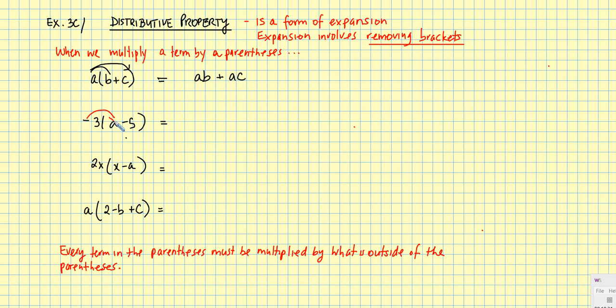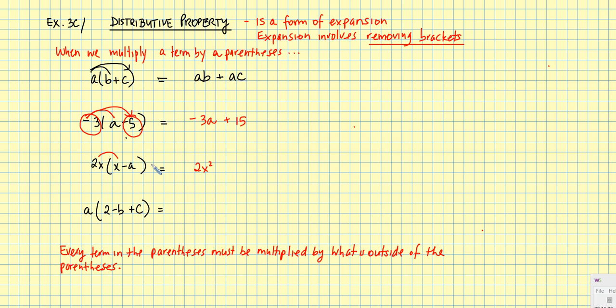So negative 3 times A gives me negative 3A, and negative 3 times negative 5 gives us positive 15. Please be careful to remember that the negative is being multiplied by that negative 5, so a negative times the negative is a positive. If I now multiply 2x times x, that'll give me 2x squared, because x and x, when you add up the exponents, they go to x squared. And again, this is because it's multiplication.